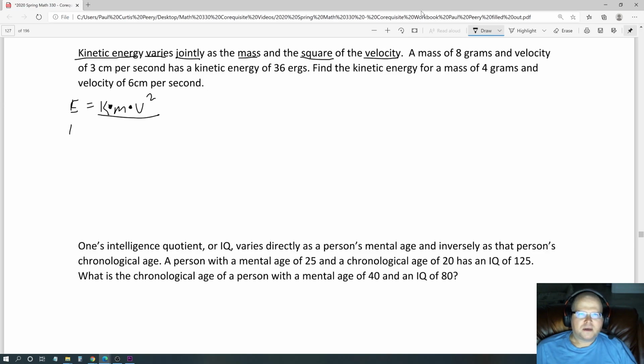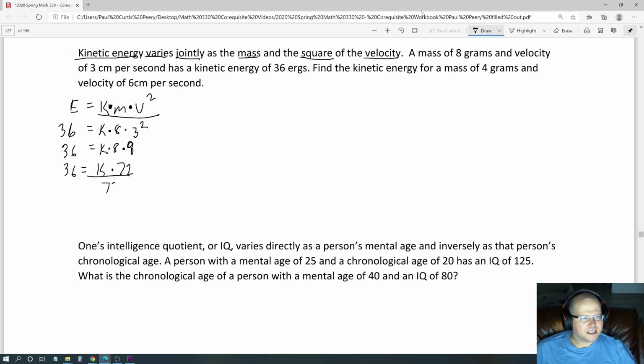So they say a mass of 8, and a velocity of 3 gives you 36 ergs. So 36 ergs. Excellent. Okay, so now we do order of operations. We deal with the square first. 3 times 3 is 9. Cool. 36 equals 8 times 9, is 63. I'm sorry. 8 times 9 is 72.